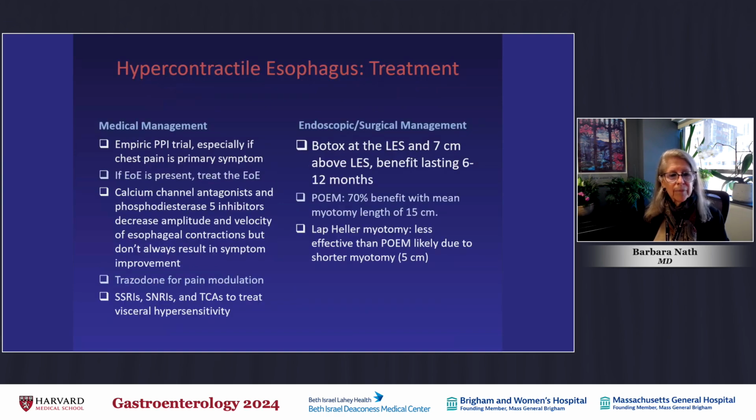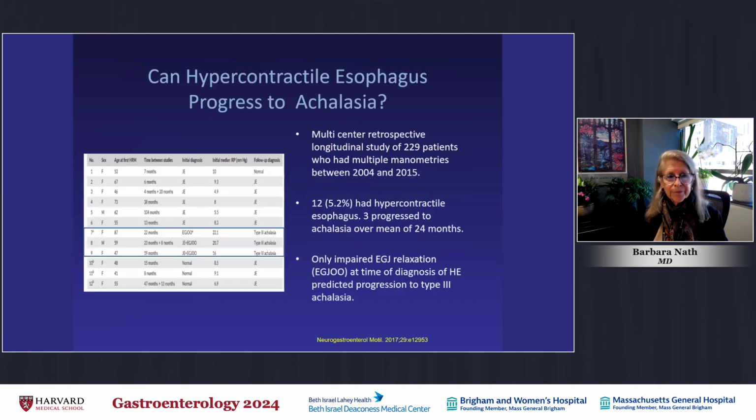The treatment, as I mentioned, is empiric PPIs. If you have a disorder underlying it, treat the disorder like EOE. Calcium channel blockers and the phosphodiesterase inhibitors can often improve the motility tracing, but not necessarily the symptoms. Trazodone is used for pain modulation. And there can often be an important component of visceral hypersensitivity. And so the standard treatments, SNRIs, SSRIs, and TCAs can be used in that context, and endoscopic and surgical management for patients who are refractory.